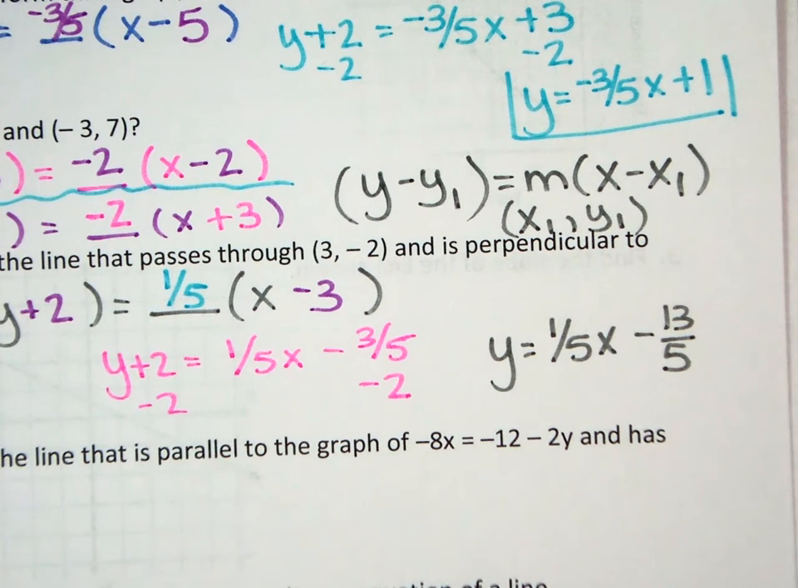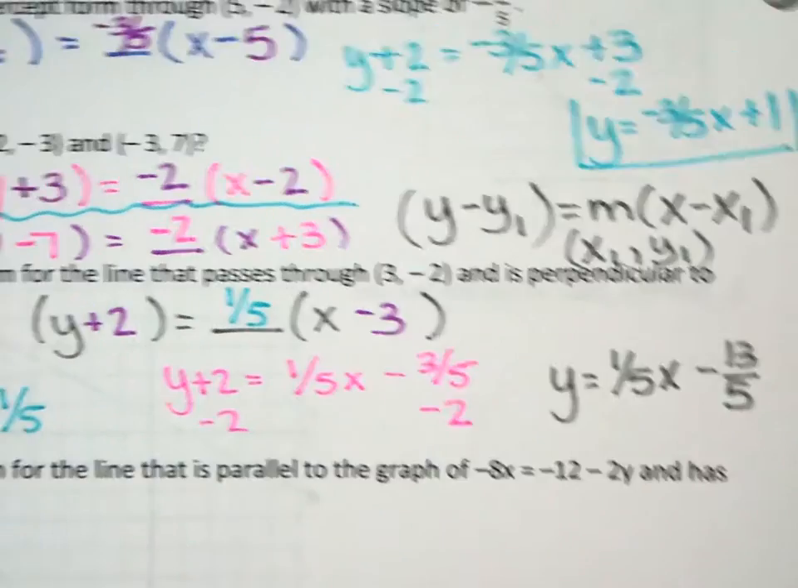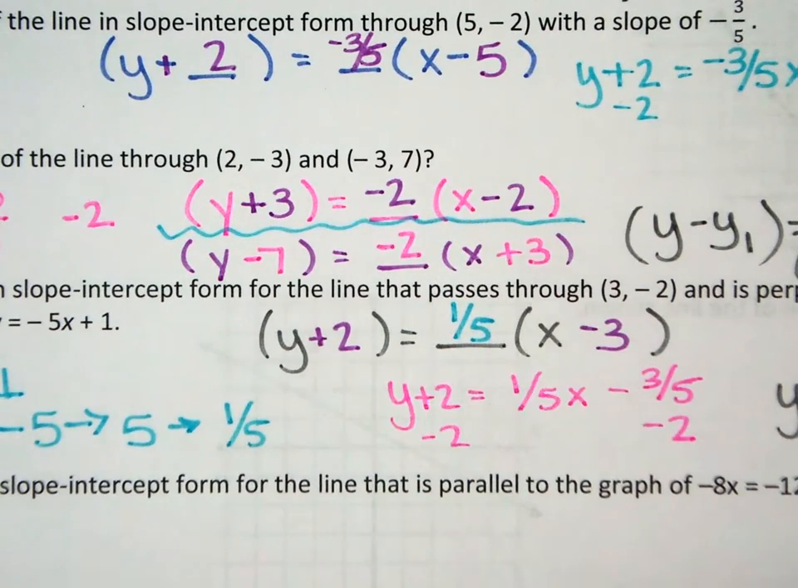You don't have to write it in slope-intercept form. If it doesn't ask you to, you can leave it in point-slope form and be done. With these two equations, you are done really quick. That's a refresher on how to do point-slope form and to write in slope-intercept form.